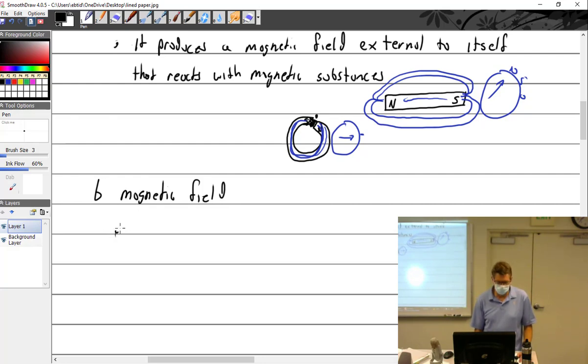The invisible lines of flux that leave the North Pole and enter the South. So invisible lines of force. Also lines of flux.